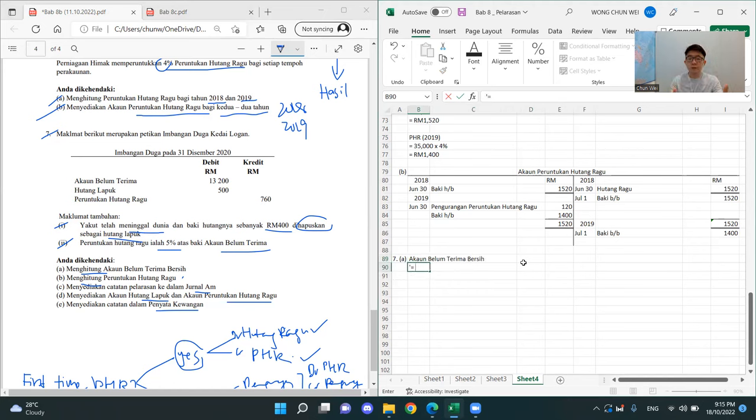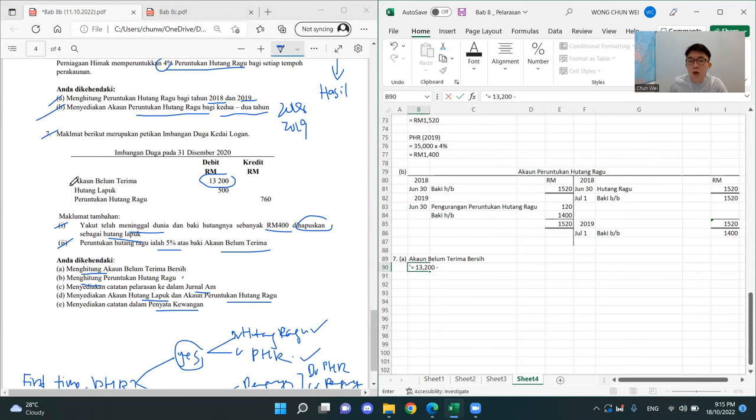So we use the ABT, tolak the hutang lapuk, right? So ABT, how much is it? We can see from the imbangan duga it is 13,200. Okay, so from this 13,200, how much do you have to minus?